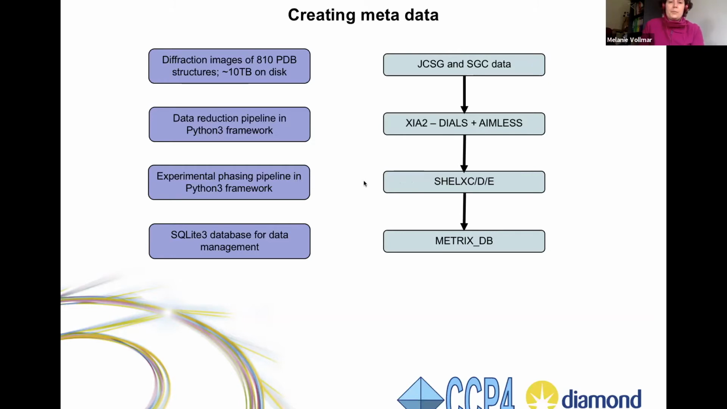Has someone worked with small molecules? Some subroutines in that pipeline can be used for small molecules, and that's what it was essentially designed for to begin with. Again, everything in Python 3, and then extracting all of the metadata and data management in an SQLite database.